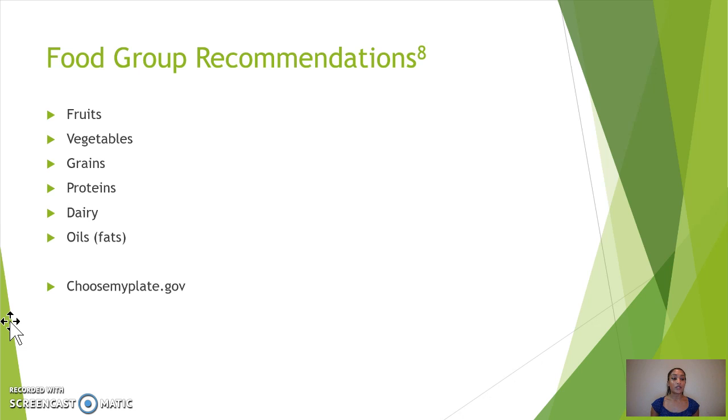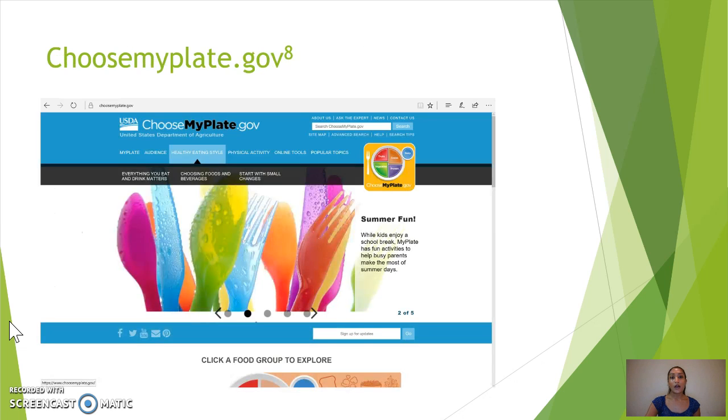ChooseMyPlate.gov is a great resource to find out your caloric recommendations and food group recommendations broken down. So this is really what the homepage looks like. What you would do is go to ChooseMyPlate.gov, then go to the online tools tab and click where it says Super Tracker. In this screenshot here, healthy eating style is highlighted, but you can see Super Tracker to the right of that, next to the physical activity tab.